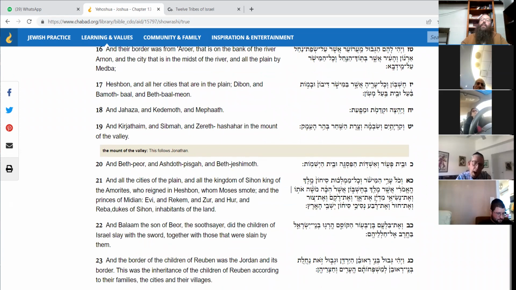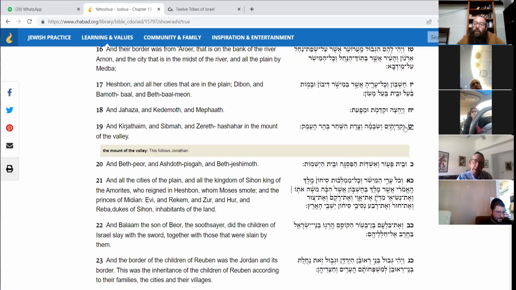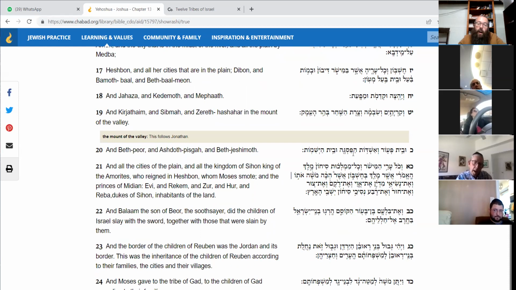And then Cheshbon, the famous city of Cheshbon, which is a very strong city, and all its cities around it, in the plains over there. Divon, Bamot Baal, Beit Baal Meon, Yahatz, Kedemot, Mefaat, Kiryatayim, Sivmah, Tzeret HaShachar, Bahar HaEmek, and Beit Peor, Ashdot HaPisgah, and Beit HaYeshimot, all the cities of the plain, and all the plain lands.